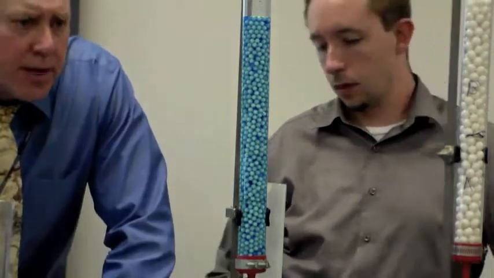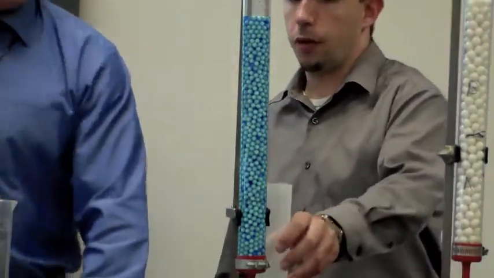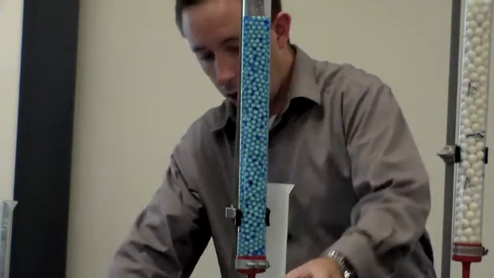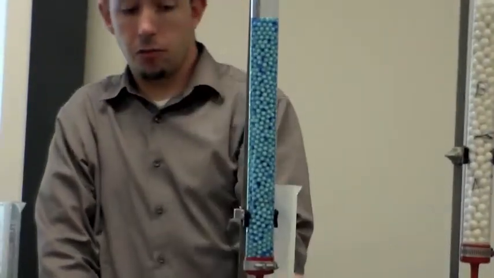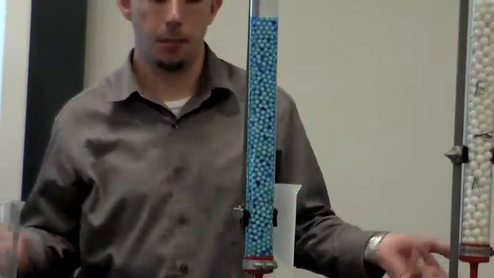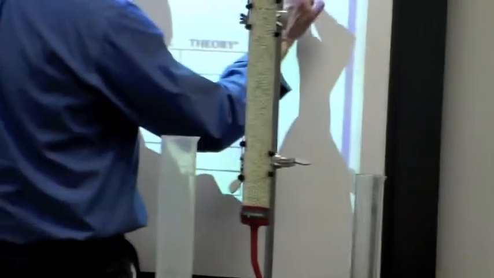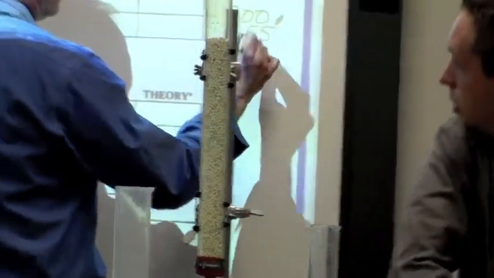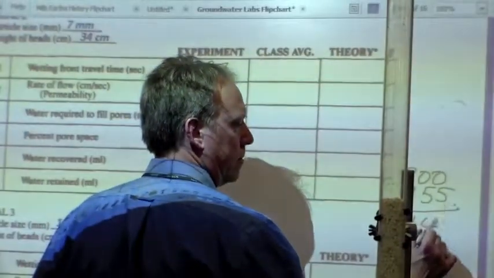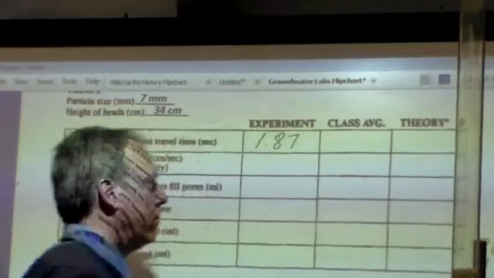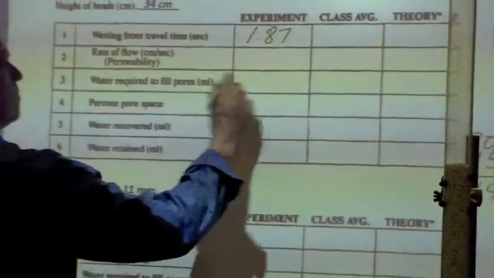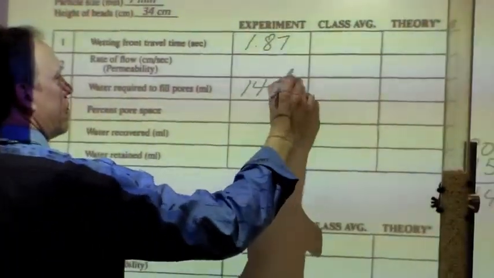All right, so now let's calculate the amount of water that we added. So how much water did we add? We had 300 milliliters in a graduated cylinder, just like we had before. In this situation, we have, let's see, about 155 milliliters left in here. So that would mean we do 300 minus 155, and we have about 145 milliliters of water added to the column.